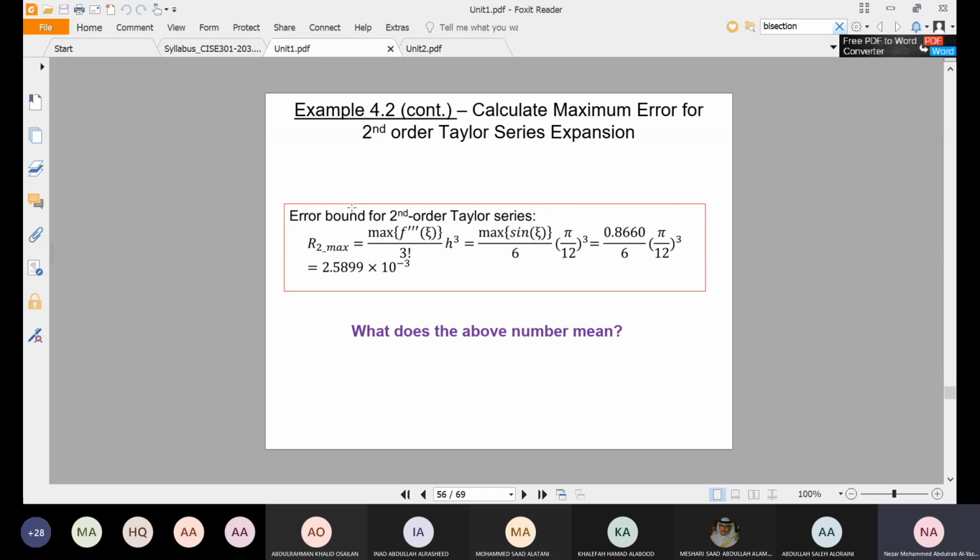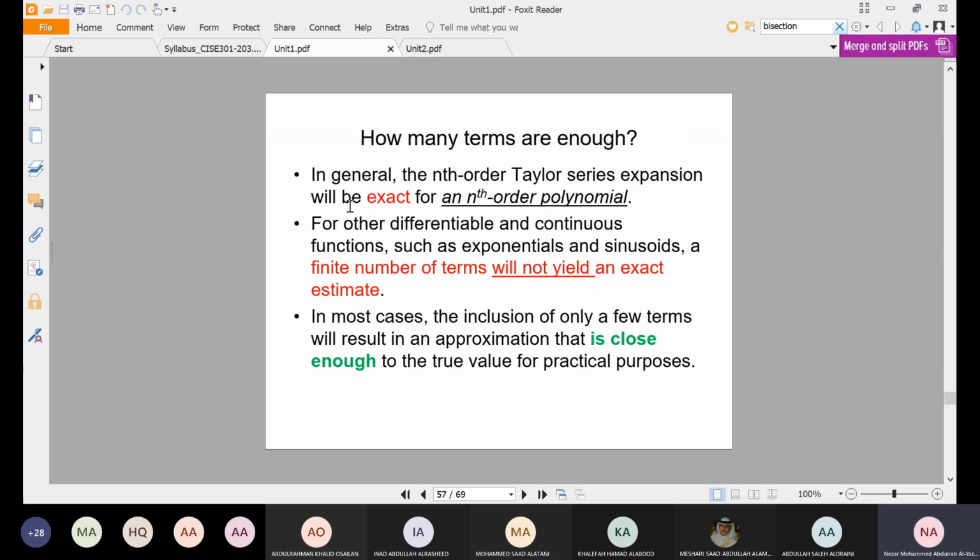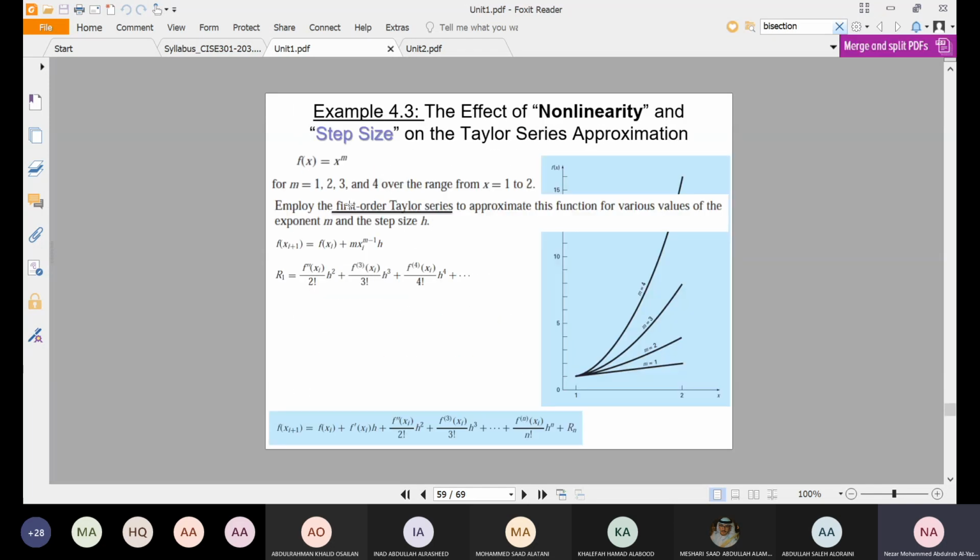And after that, we also studied the effect of nonlinearities and the step size. We take one example here, example 4, and we said if we have x to the power m, and we change the order of x^m, for example, from 1 to 4, that means we make the system more nonlinear. After that, we examine the system. I think we took this theoretically and we stopped it after that.